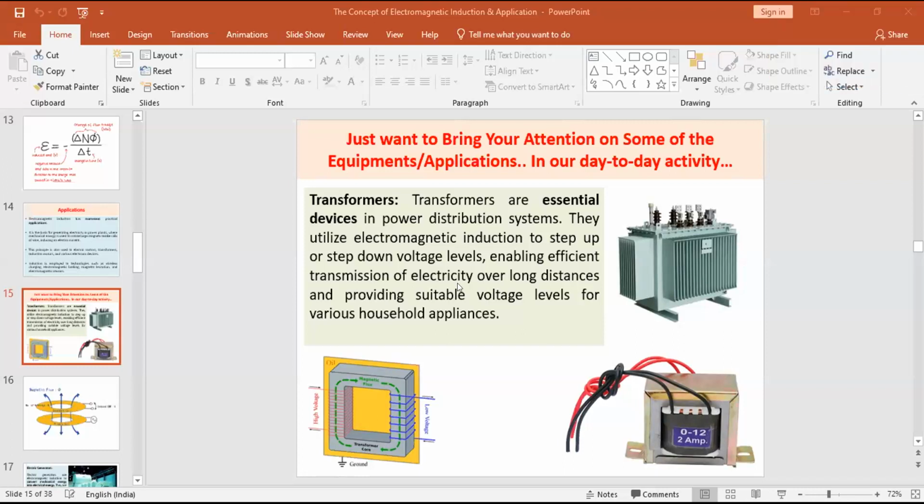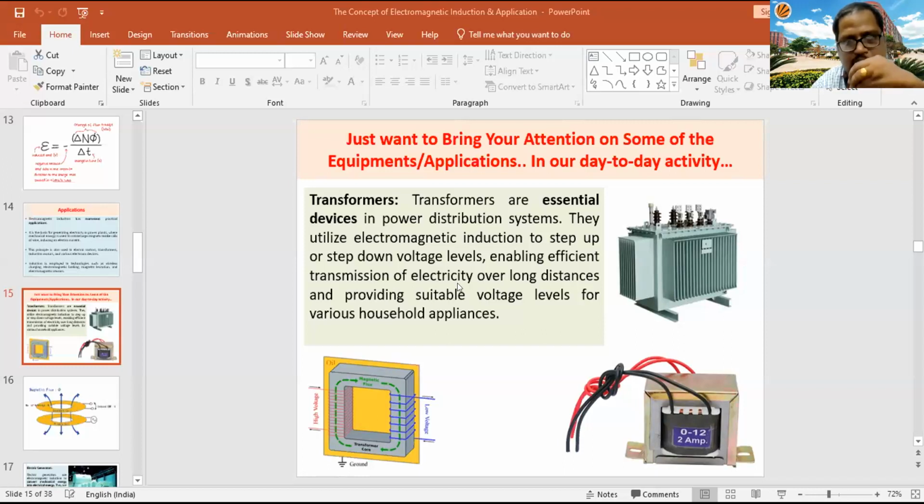So, students, I'm bringing your attention to some very common devices that we have. That is the transformer, which utilizes this concept of electromagnetic induction. I'm going to talk in some more detail.